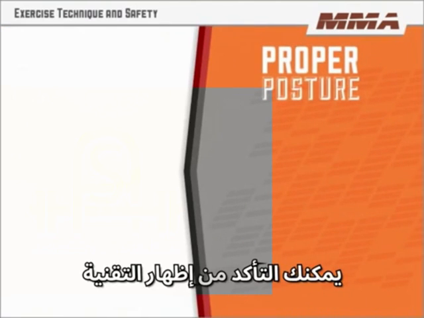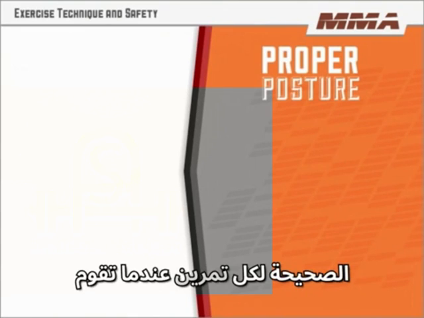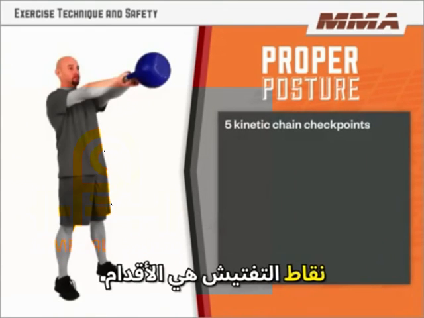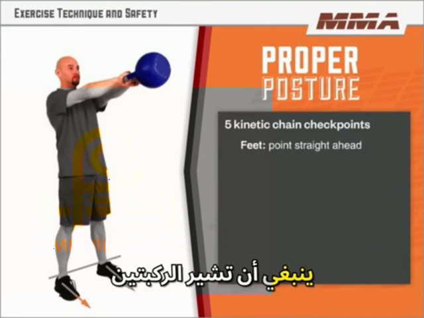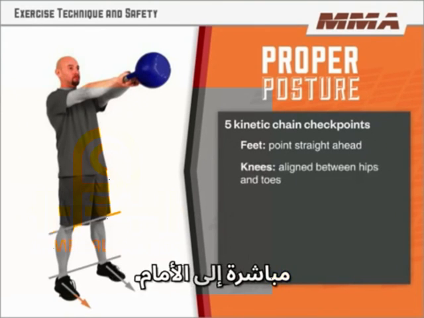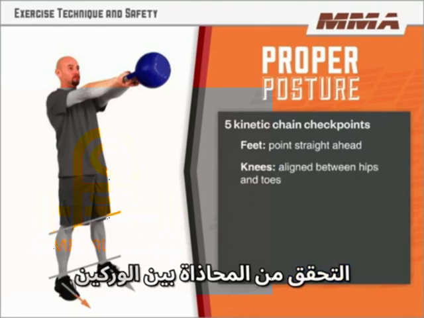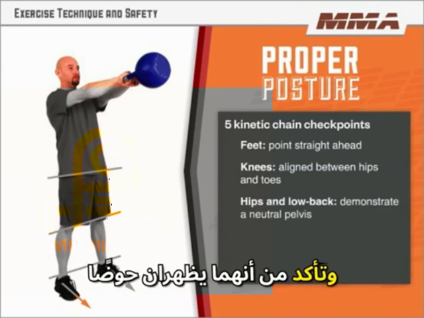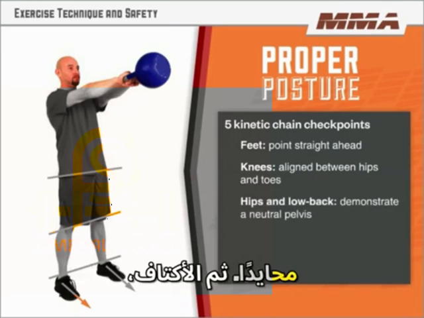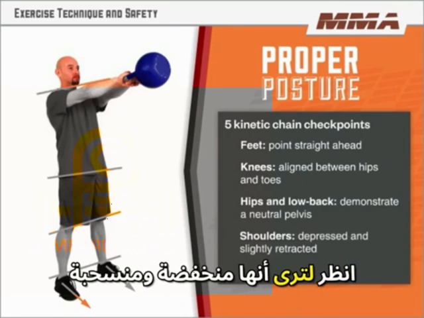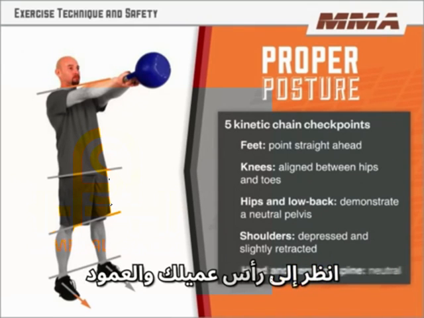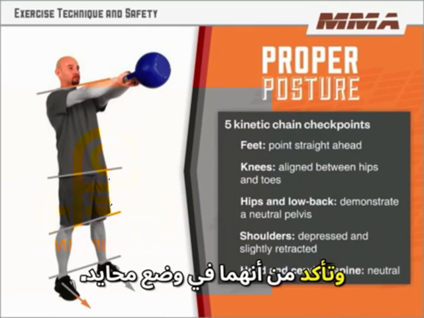You can ensure proper technique is demonstrated for each exercise when you review the following 5 kinetic chain checkpoints. The checkpoints are the feet. They should point straight ahead. The knees. Check for alignment between hips and toes. Next, look at your client's hips and low back, making sure they demonstrate a neutral pelvis. Then, shoulders. Look to see that they are depressed and slightly retracted. And finally, look at your client's head and cervical spine, making sure they're in a neutral position.